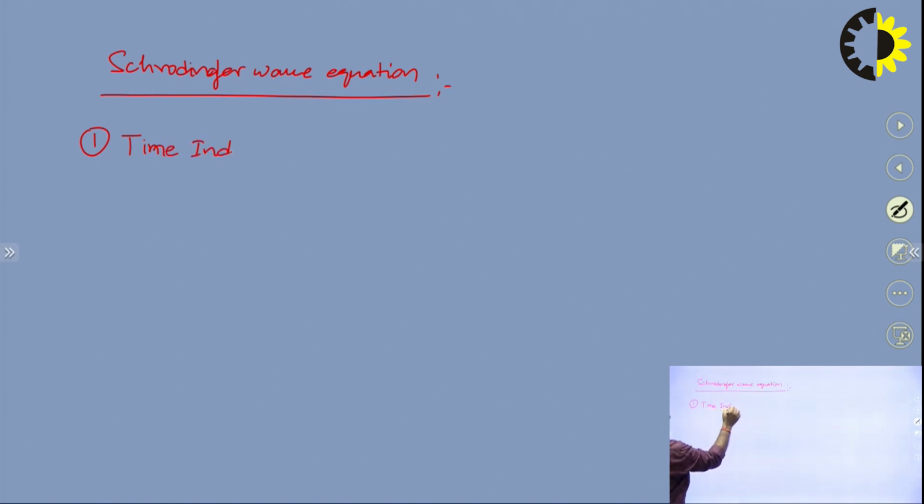Time independent Schrodinger wave equation, right. Time independent Schrodinger wave equation. So we will start with the wave function.